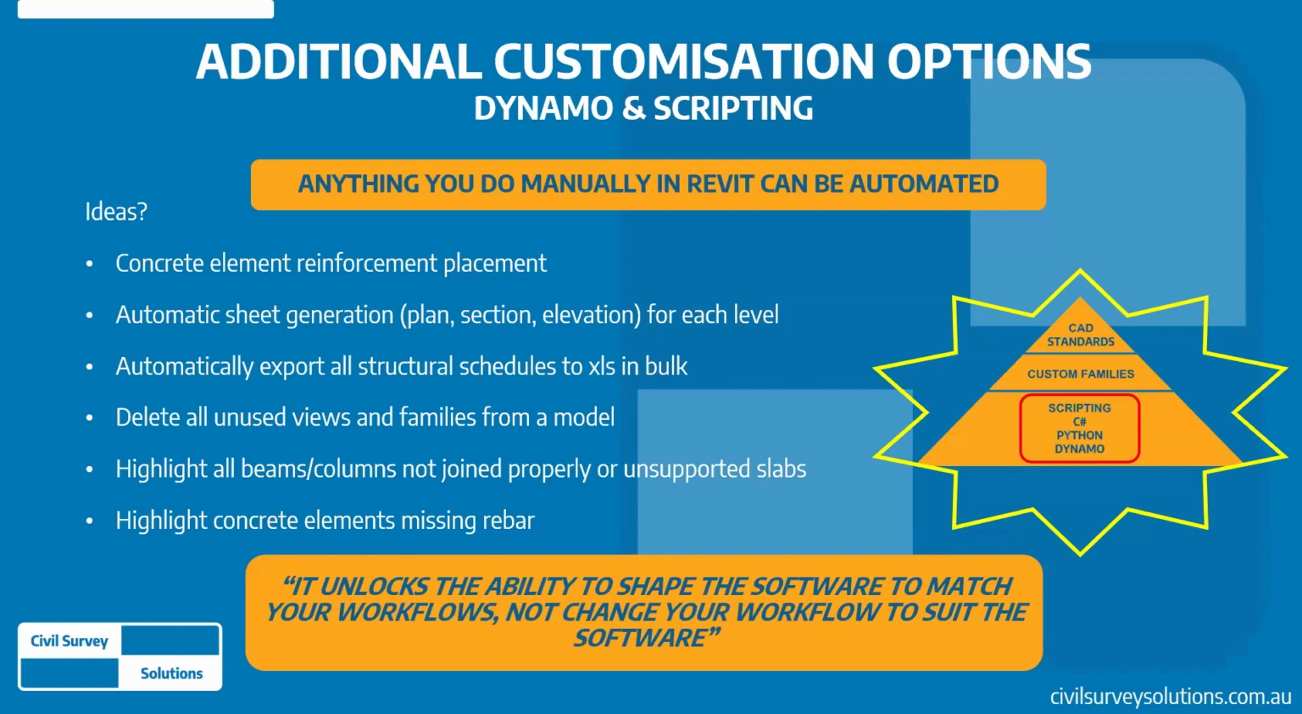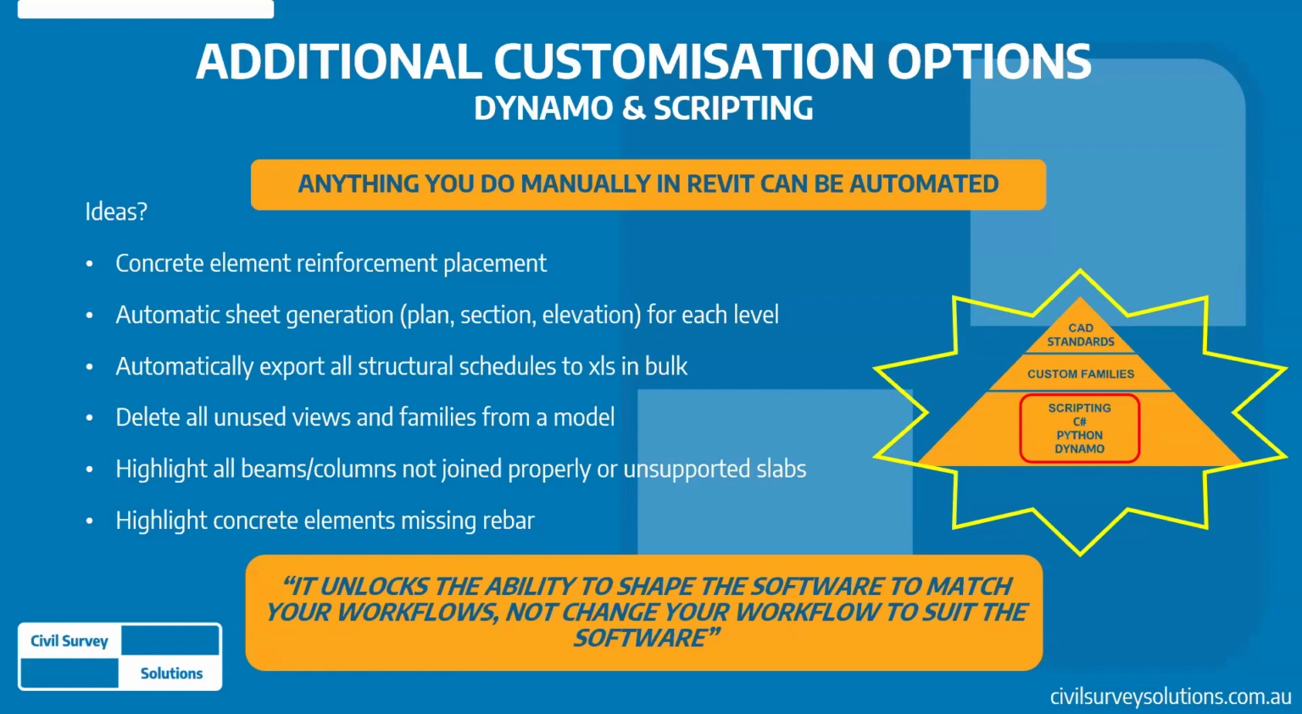You can also generate complete drawing sets automatically, so plans, sections and elevations per level or element type that are already ready for annotation. There's no more manually setting up views or naming sheets. We can then export all of the structural schedules to Excel in bulk with just a single button. That can be incredibly useful for reporting, for QA, and for client deliverables. You can do that already, but it's one by one. If you've got dozens of schedules within your drawings, exporting them one by one can be somewhat cumbersome, but there is the option to build a tool where you can just export them all in one go.